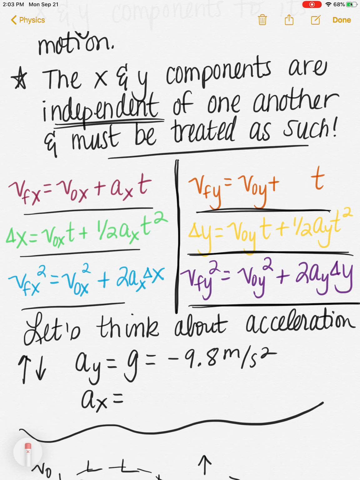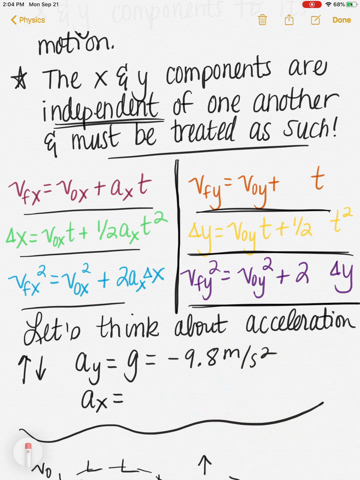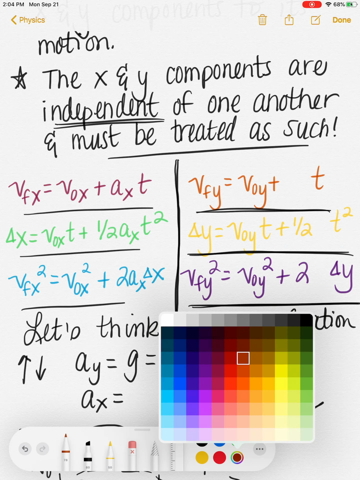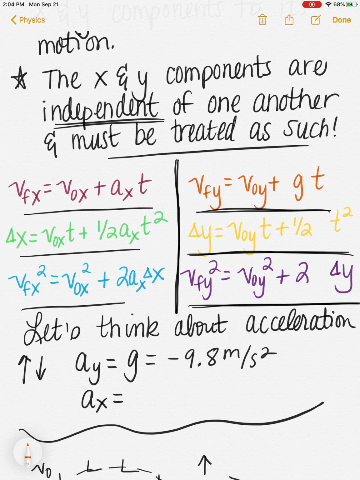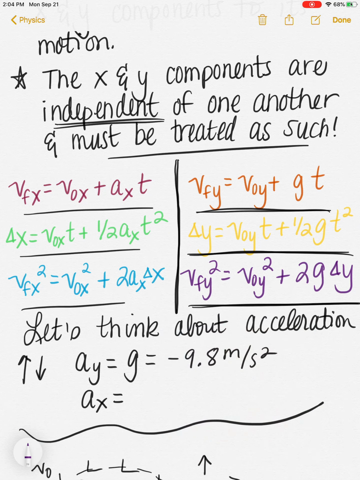So let's see if I can get this to work. What about if we took that out? We take that out, and now in our equations where the acceleration in the y direction used to be, that would be helpful if I would change this to my pen. We are now going to write a g, and you could plug in negative 9.8 meters per second squared. Okay, so g.